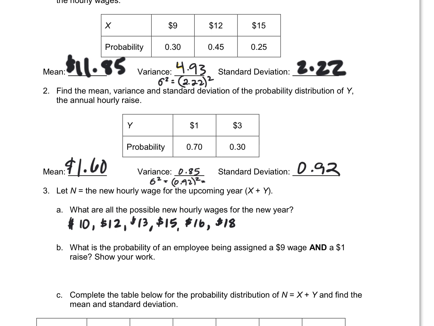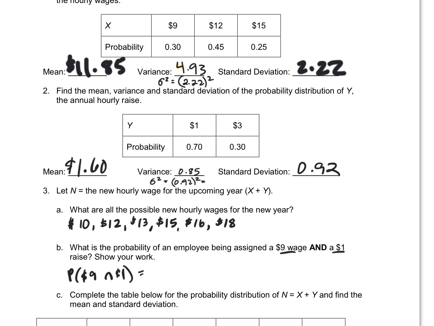Now, what is the probability of an employee being assigned a $9 wage and a $1 raise? Okay, so probability that I had $9 and I get the $1 raise. Now remember, this is where we said earlier, these two events are independent. What you got for your first salary does not affect what you drew for your raise, right? How do we find an and probability when they're independent? Do you remember that? Somebody said it. What'd you say? You just multiply them.